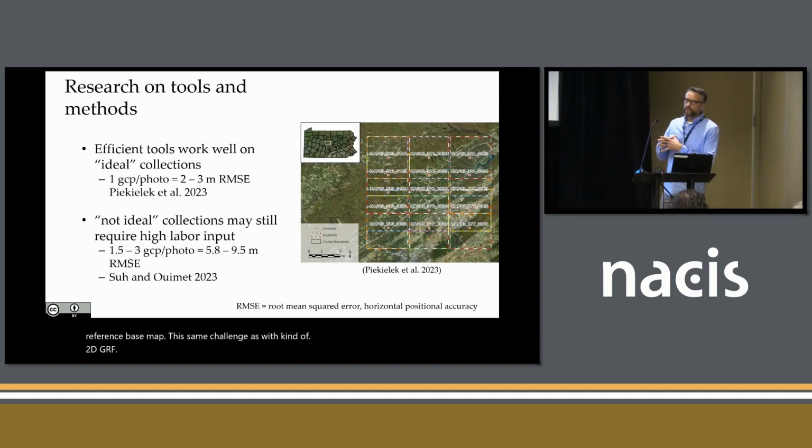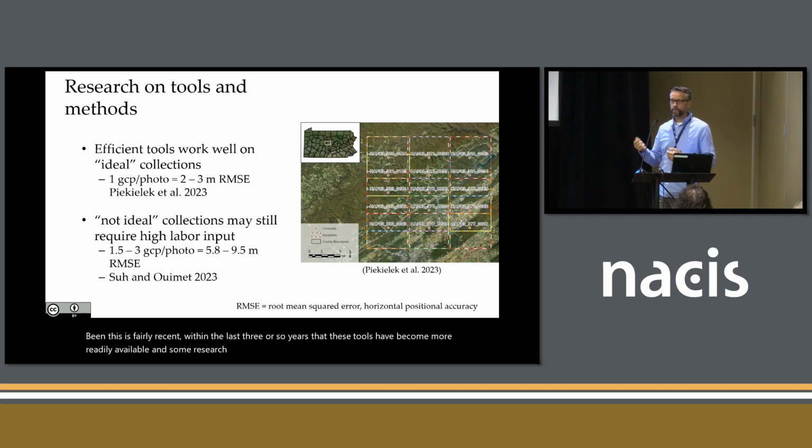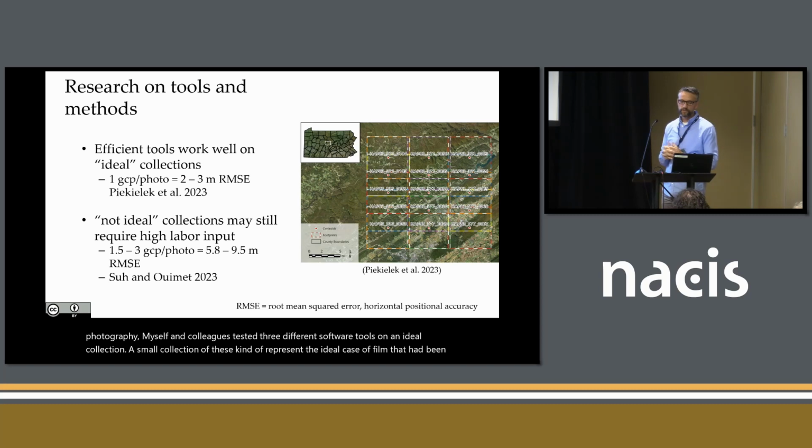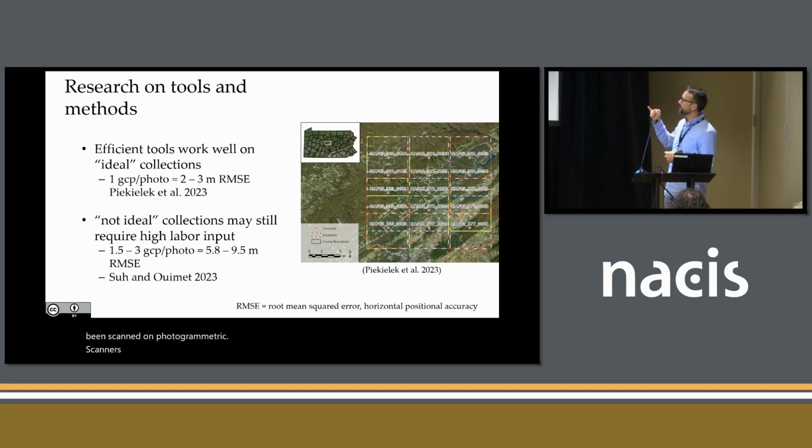This is fairly recent, within the last 3 or so years, that these tools have become more readily available. And some research has been done on how well they work on film photography. Myself and colleagues tested 3 different software tools on an ideal collection, a small collection that represents the ideal case of film that had been scanned on photogrammetric scanners. And we found that using one ground control point per photo produced really impressive results.